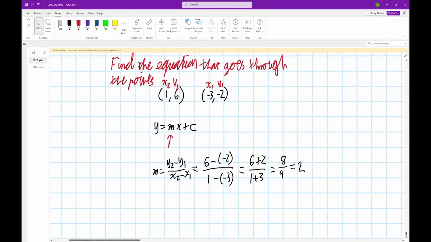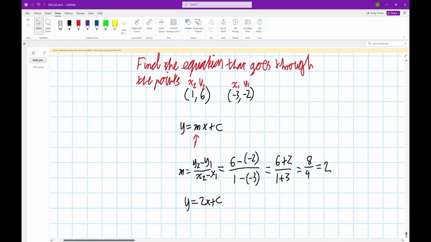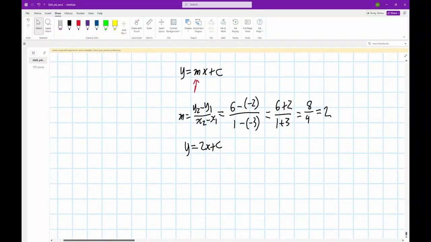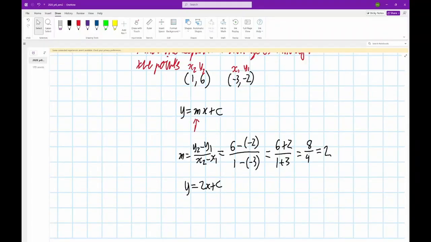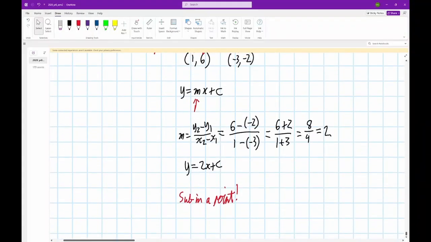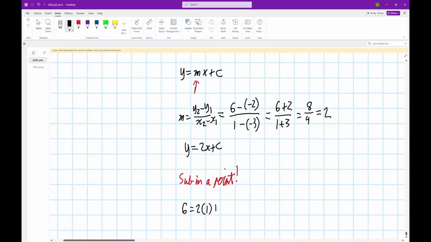Great. So now we know that our equation is not y equals mx plus c, it's y equals 2x plus c. How do we find c when we don't have an intercept or an equation to go off? Well, that's a good question. What we do is we sub in a point. Sub in a point! And which point do we want to sub in? I'm going to say let's sub in 1, 6. So 1, 6, that means that y is going to be 6 in this case. And 1 is the x, so it would be 2 times 1 plus c.